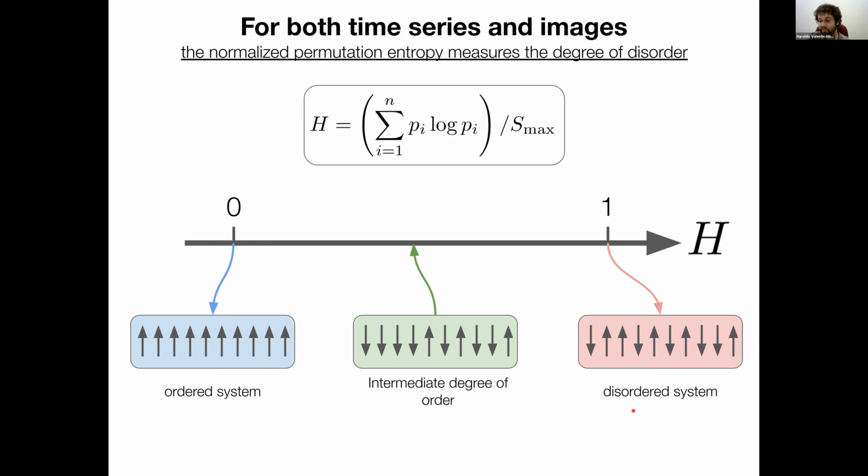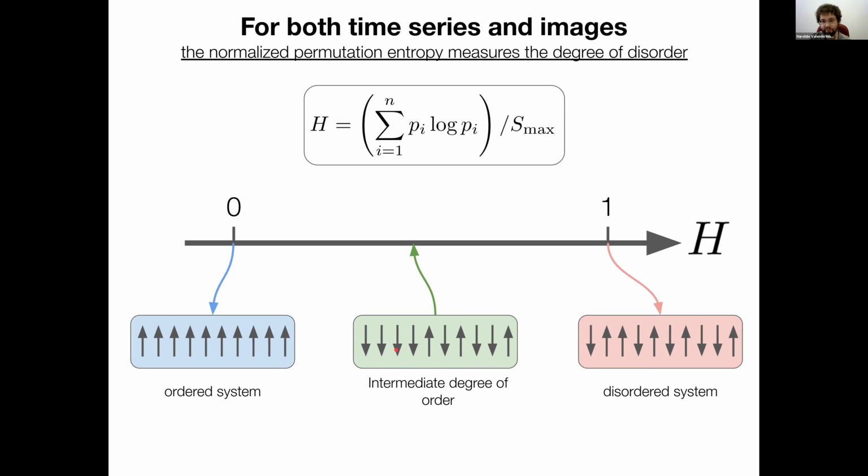And at the other extreme, if you have a very disordered system, for instance, a random time series or a very noisy image, we expect to find all ordinal patterns with the same probability. So in this case, our ordinal probability distribution will be very close to a uniform distribution, and the permutation entropy will be very close to its maximum value. So we expect to have high entropy in disorder. And in between these 2 cases, we can have a lot of different types of systems that have some intermediate degree of order.